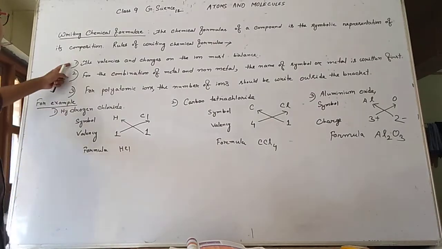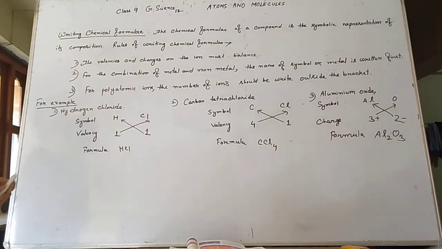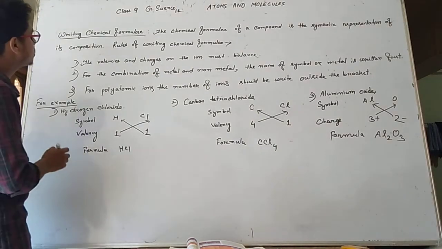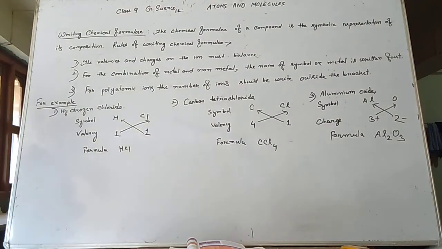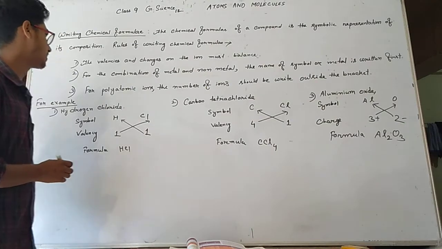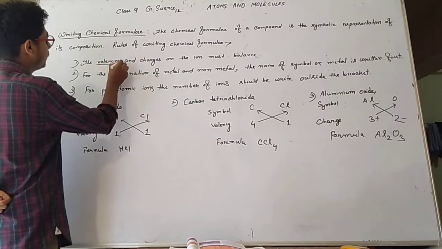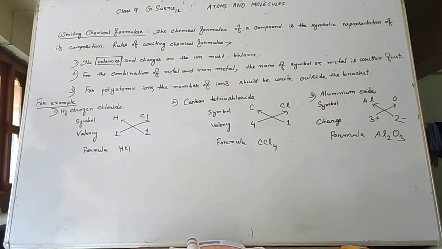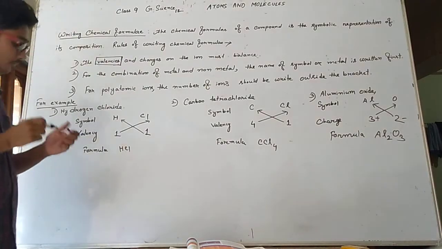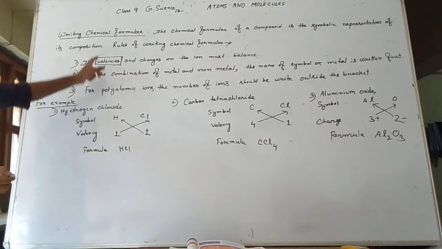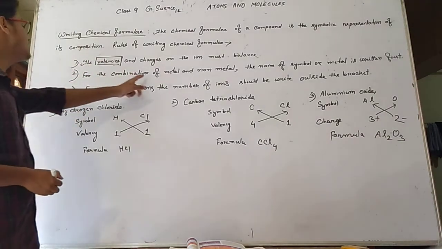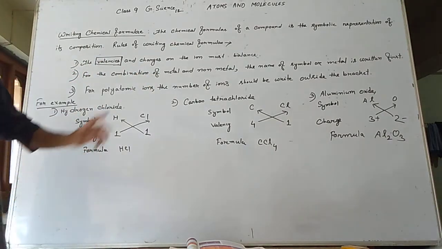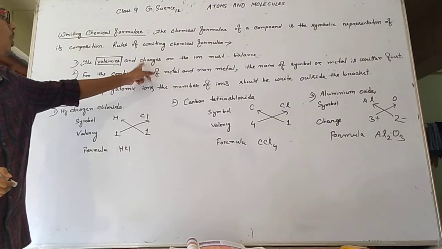We have three rules for writing chemical formula. What are they? You see here. The first rule is what? The valencies and charge on the ions must be balanced. So what is valency? Valency is the combining power of an atom. And what is charge? Charge is the combining power of ions.